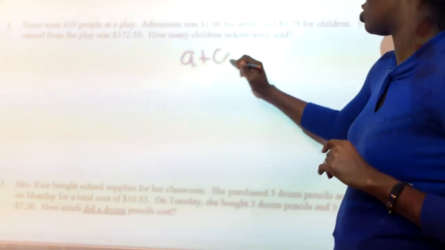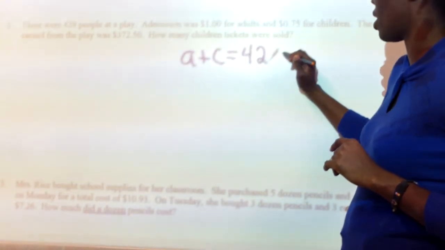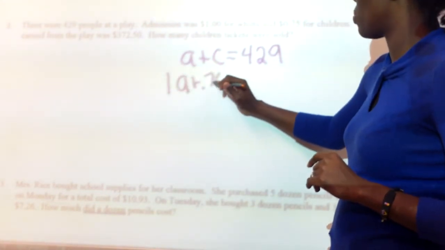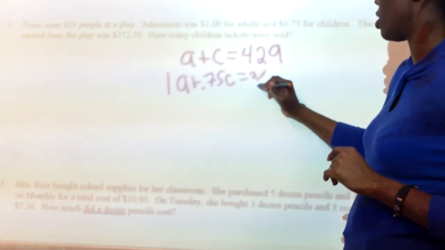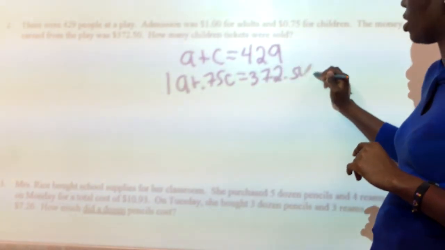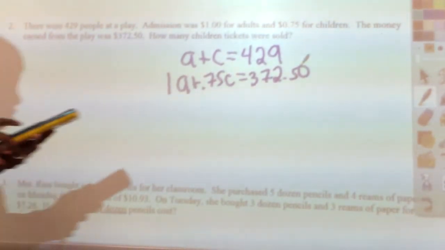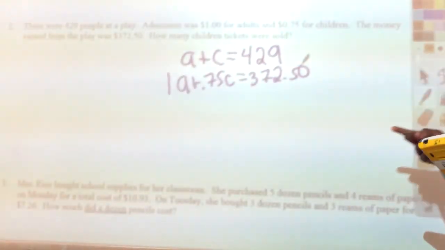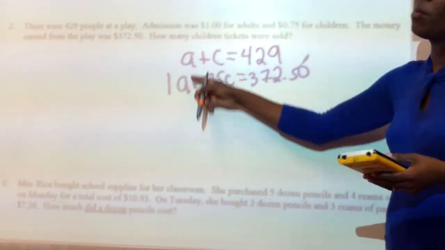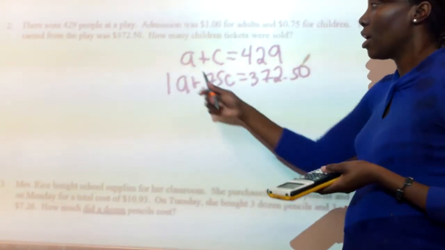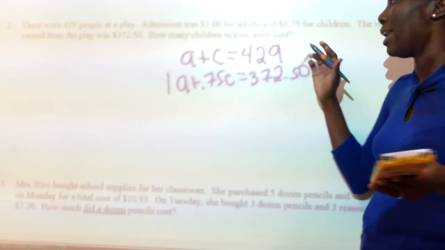We said adults plus children equals 429. And we had $1 per adult plus $0.75 per child equals $372.50. The problem is asking us to solve for the number of children's tickets that were sold. So if we solve for children, the best thing would be to eliminate the adults. And if you look at the equation, adults is the easiest one to eliminate because all we need to do is make one line a negative.